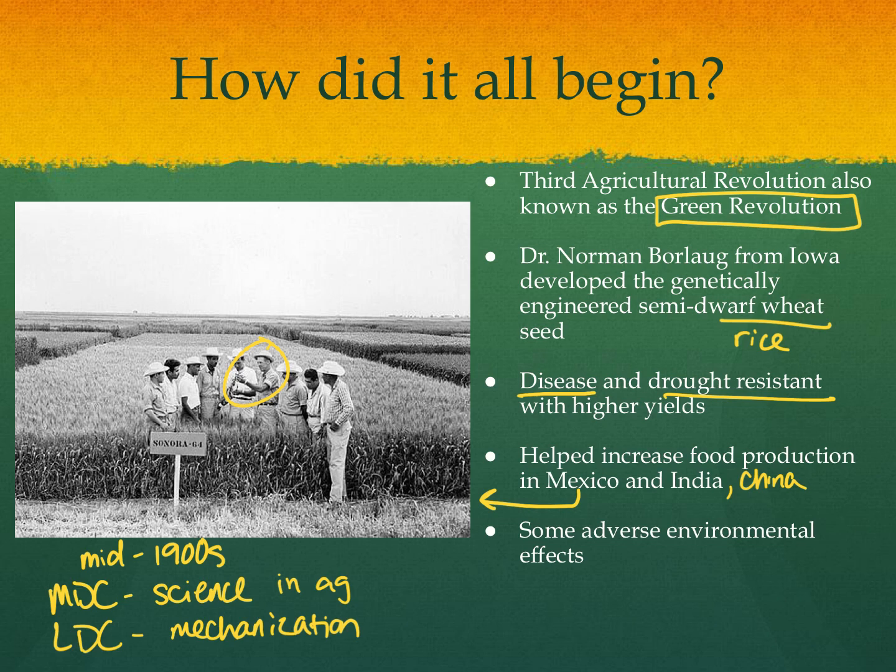Things like pollution. Pollution happened now because of the machines that were being introduced to the LDC countries, those emissions from the tractors and the plows and things like that. That was not so great.